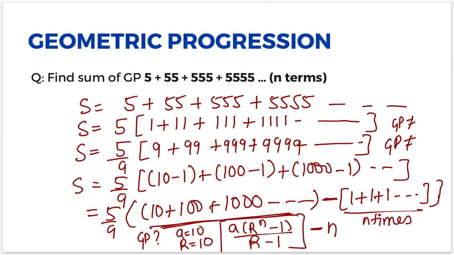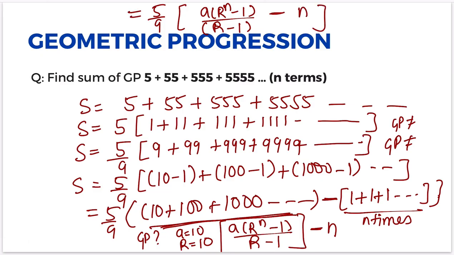So the answer you are looking for is 5 by 9 times whatever you get from this part, a r raised to power n minus 1 upon r minus 1. I am just leaving it for your calculation, minus n coming from the second part where we have added 1 n times. So this is the final answer. This is an important question, and it has already been asked in the CSAT exam. So please, if you have not understood it, just rewatch it.